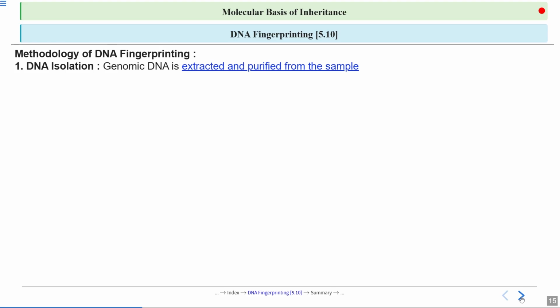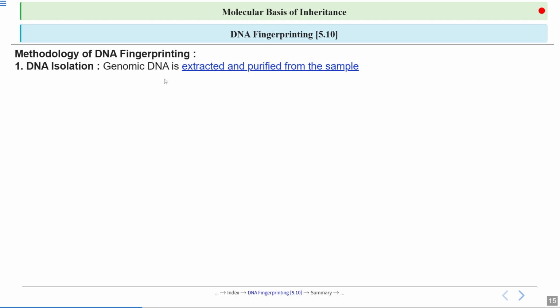So first step is the DNA isolation. Definitely, we have to identify a particular DNA sequence. So now we have to get what? To identify the specific DNA sequence, we need the DNA sample. So first we will do DNA isolation. When we do the DNA isolation, what will happen?